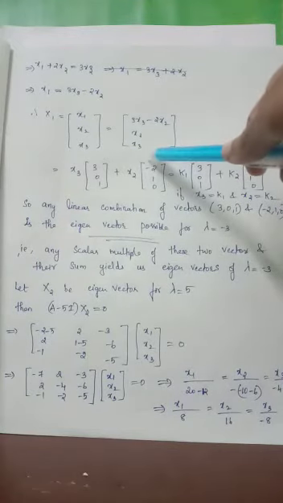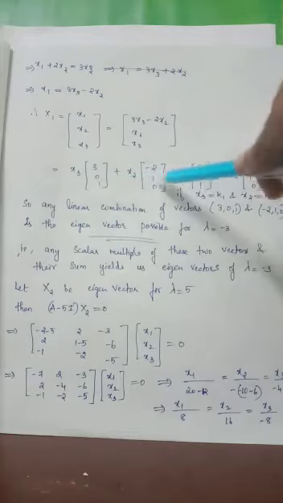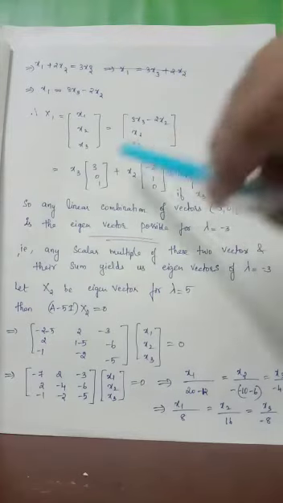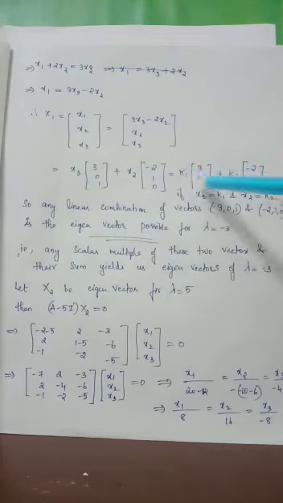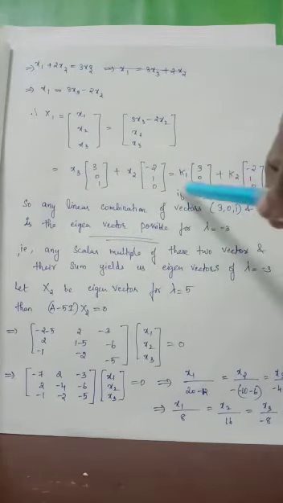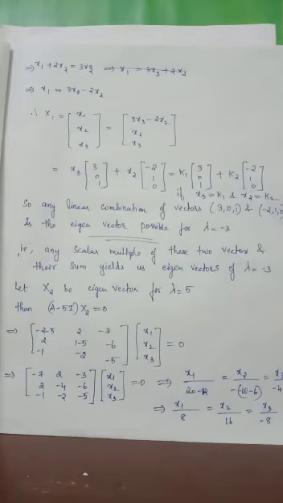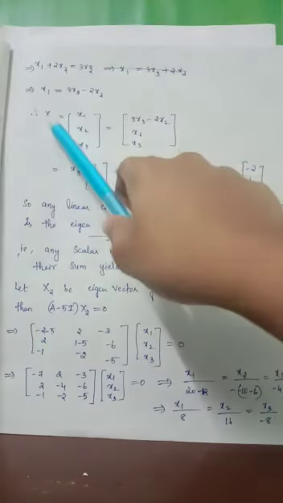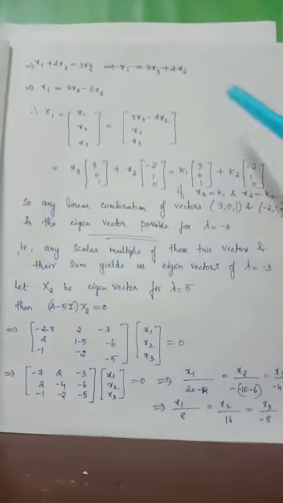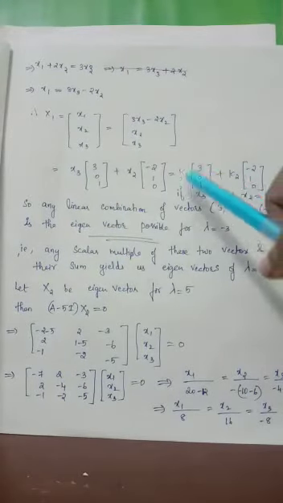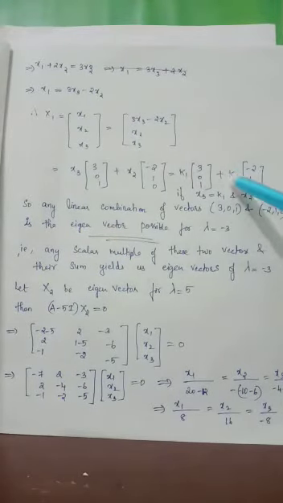This can be split as the sum of 2 vectors, the sum of 2 column matrices. Here, if you replace x3 and x2 by scalar values k1 and k2, you get this vector. So what is the representation of the eigenvector for lambda equal to minus 3? It is a scalar multiplied to these vectors and addition of these 2 column matrices.